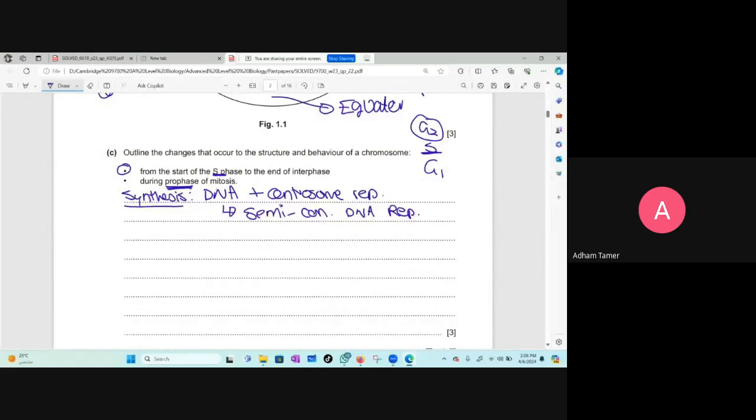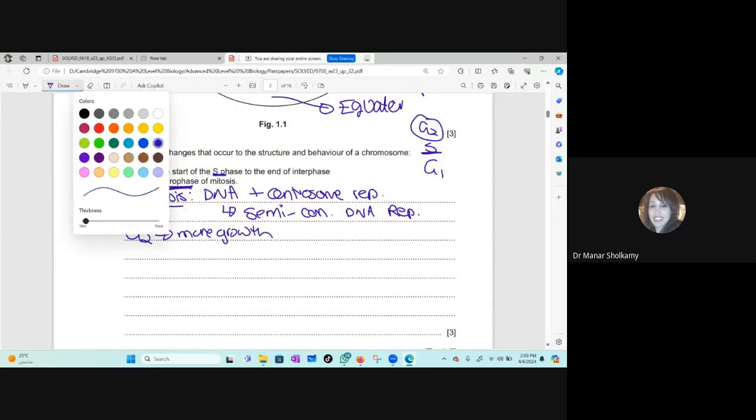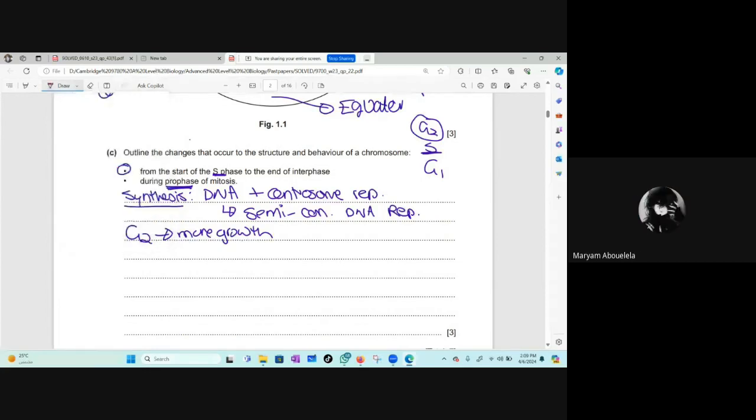More growth. Yes, very good. More growth of the DNA. And something very important happens in the G2 phase. Errors are checked. In the synthesis phase, the DNA replication is checked. Any errors are checked, and if we can fix them, we can fix them.